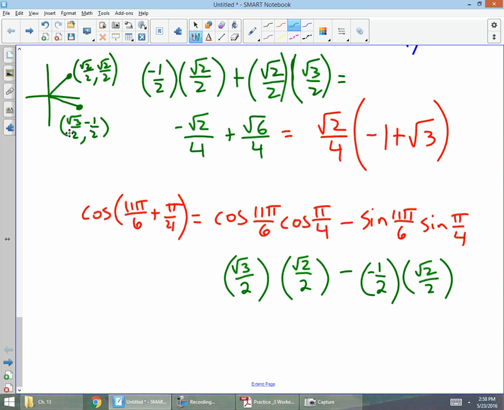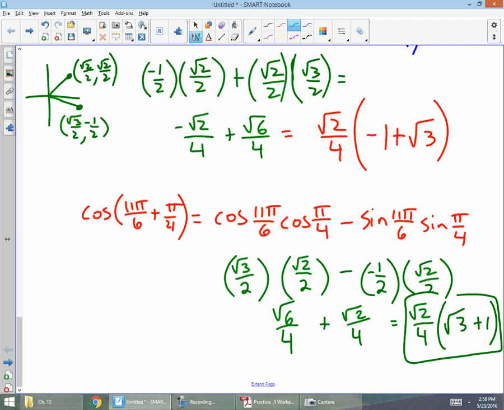Double check that. It's good. And we end up with the square root of 6 over 4, which we've seen quite a bit now, plus square root of 2 over 4, which gives me square root of 2 over 4, square root of 3 plus 1 as my answer.